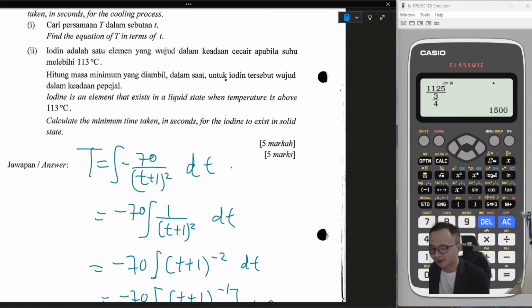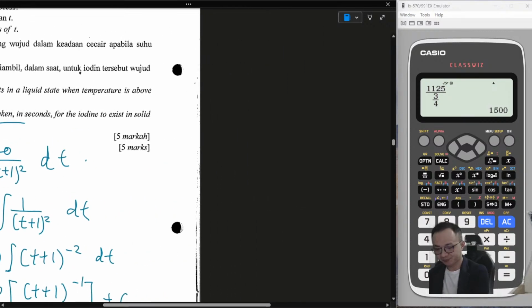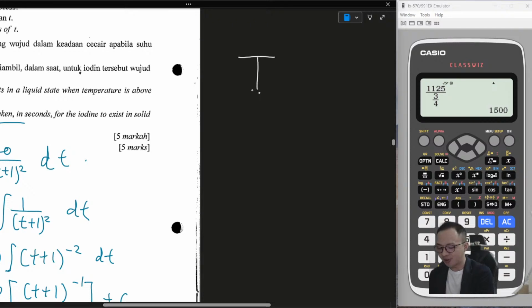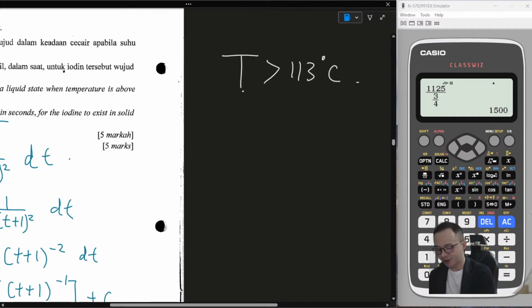Okay, so right now they say iodine is an element that exists in the liquid state where the temperature is above this value. So T is above this value. Calculate the minimum time taken. They want to find the minimum T value. So now the temperature must be above 113. Okay, so I insert my equation: 70 over T plus 1, plus 110, above 113.